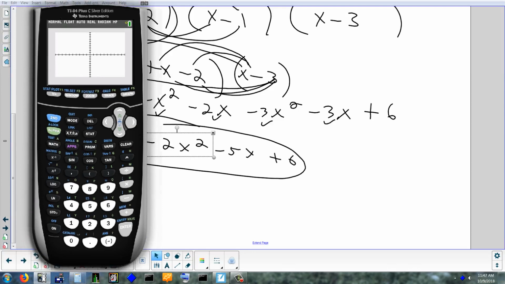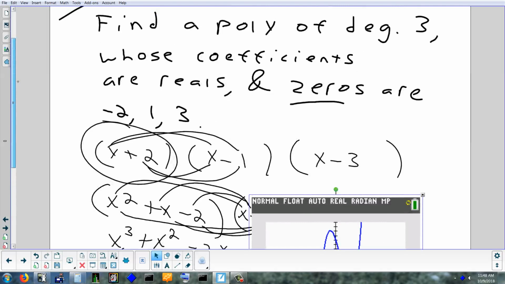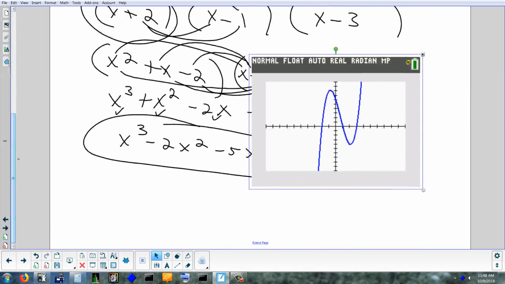And it should cross the x-axis in the 3 spots that we told it to. Let's just put it over here and take a look. So we're looking for negative 2, 1, and 3. Those are supposed to be the roots. Oh, there's your negative 2. There's your 1. There's your 3. It's exactly where we wanted it to cross.